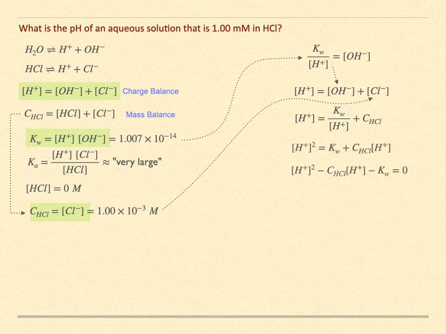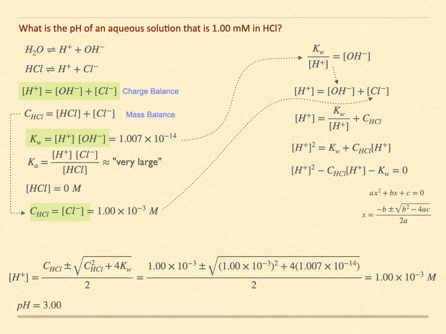Reorganize the equation and you will see that it is just a standard quadratic equation. Watch the signs. Both the HCl concentration and Kw terms are subtracted in this expression. Use the well-known quadratic formula and find the hydronium ion concentration to be 1 millimolar. Hence the solution pH is just 3.